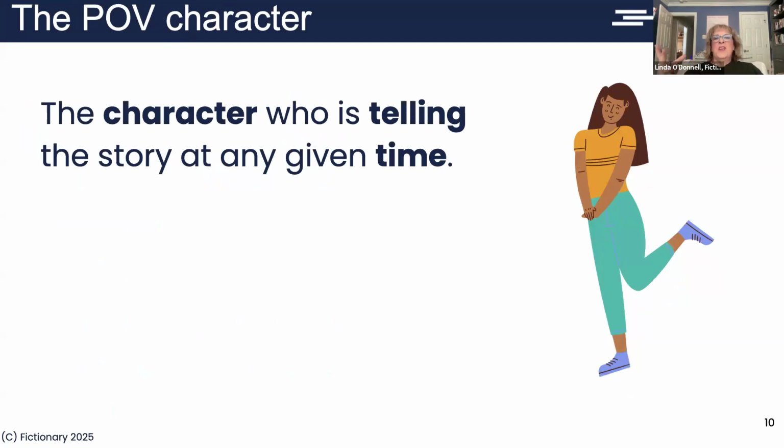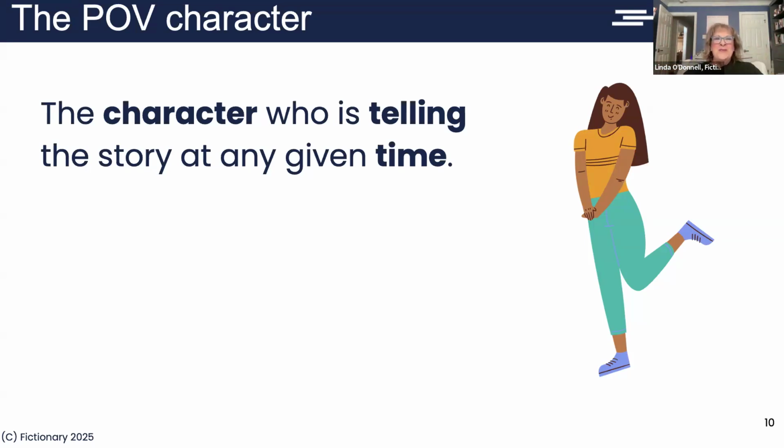So the point of view character is the one whose head we're in for a scene. We are hearing their thoughts, we are seeing what they see, feeling what they feel. They're touching, they're smelling, they're tasting. It's everything from their point of view. It's like we have the camera, from inside their head, looking at the world around us.